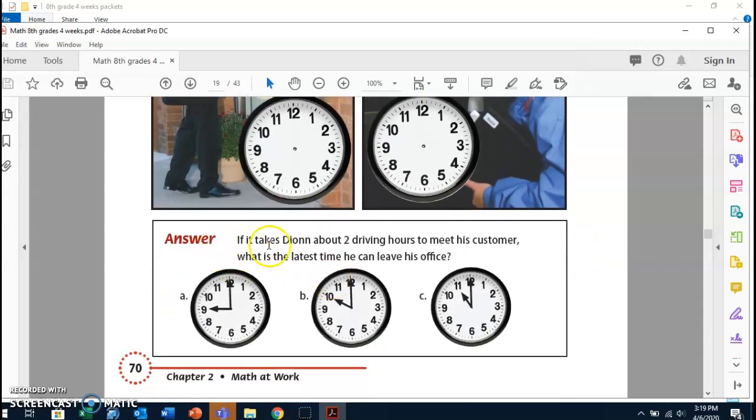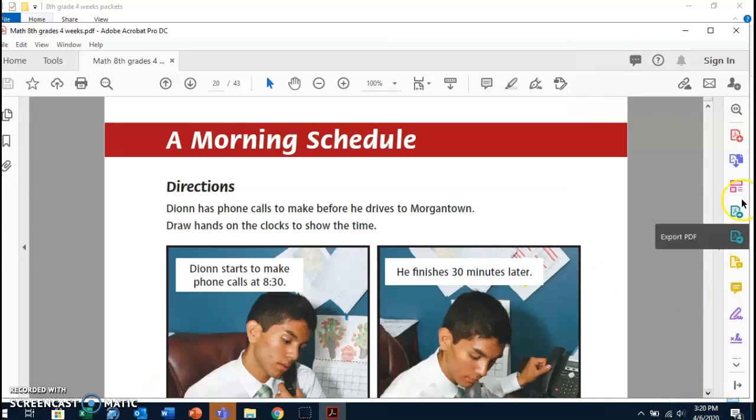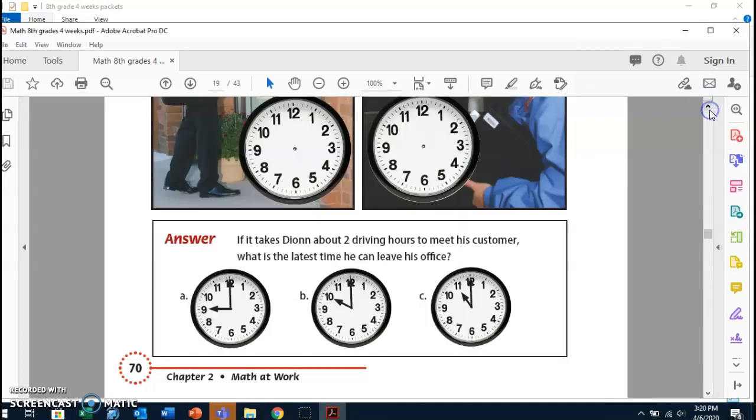So, answer. If it takes Dion about 2 hours to meet his customer, what is the latest time he can leave his office? Is it 9 a.m., 10 a.m., or 11? And that's it for this.